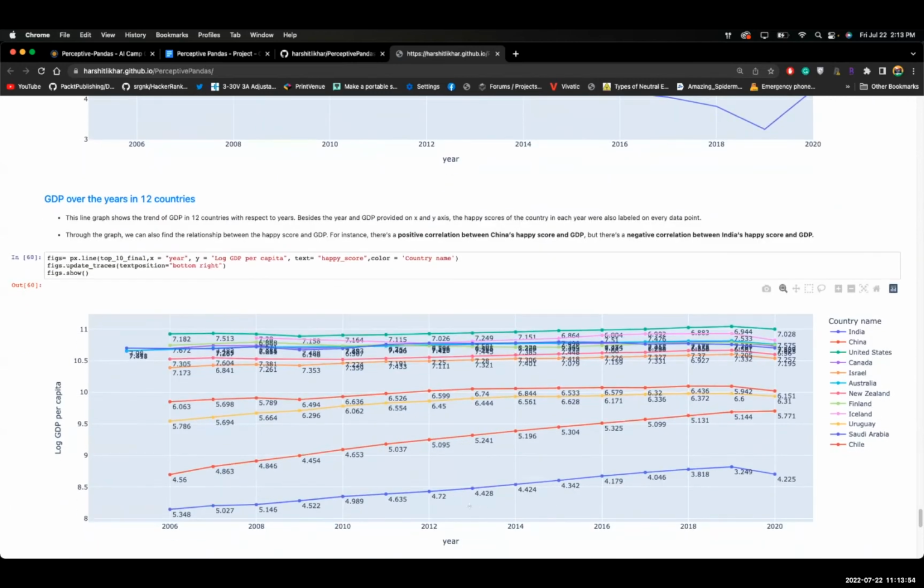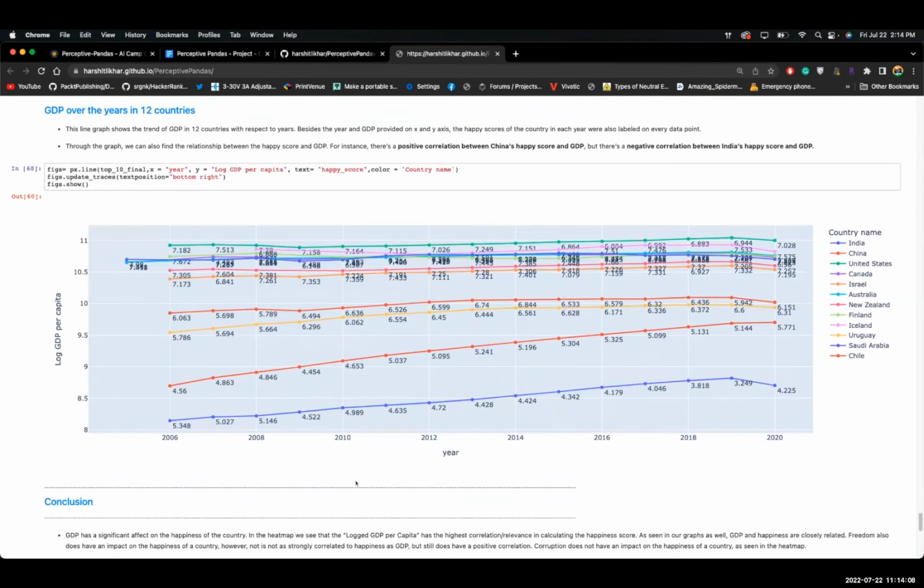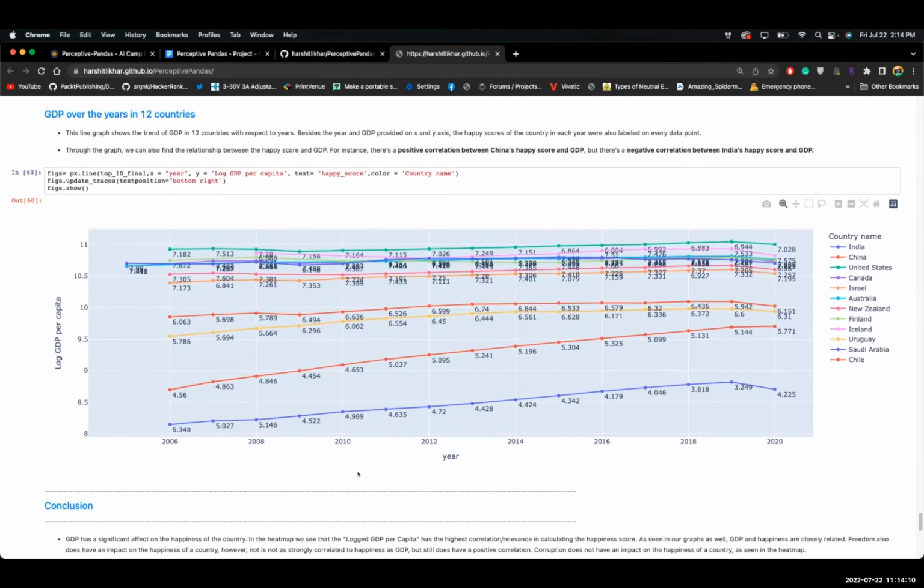And then we have the GDP over years in those top 2 countries. And besides the GDP and years, the happiness score was also labeled on each dot so we can figure out the relationship between GDP and the happiness score. For instance, there's a positive correlation between China's happiness score and GDP, but there's a negative correlation between India's happiness score and GDP.